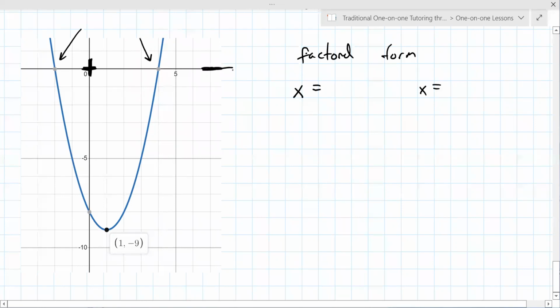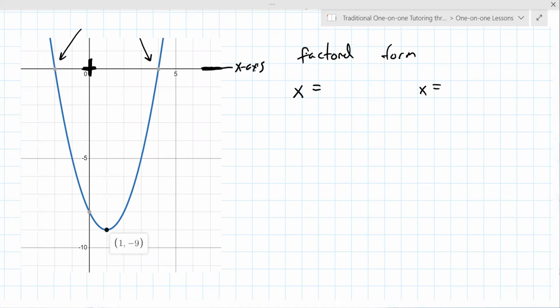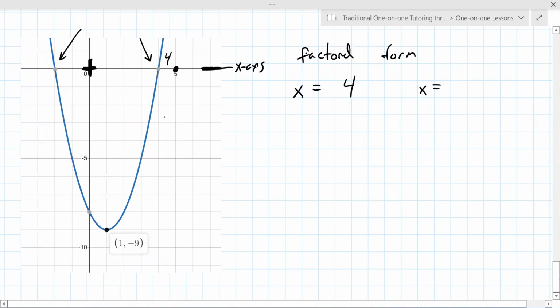Here's the x-axis. Does it cross at 5? No. It's at 4. One of them's at 4. Where's the other one? At -2. Yes, it does matter. The negative completely matters.